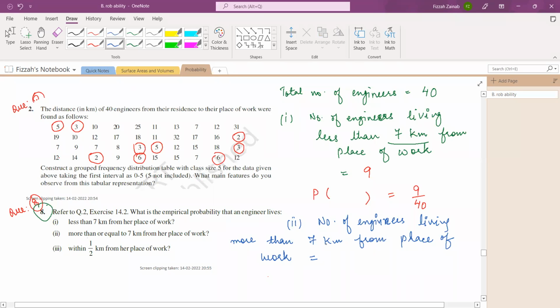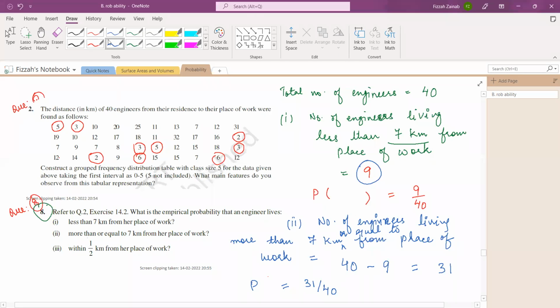Number of engineers living more than or equal to 7. Then it's fine. So it will also include the 7 and obviously more than 7. So you don't need to count. You can simply subtract 40 minus 9, because this 9 was less than 7, right? So you will get the number of engineers who are equal to or more than 7, which is equal to 31. Is this clear, Medula? Yes, ma'am. Right. So the probability becomes 31 divided by 40. Right? Yes, ma'am.